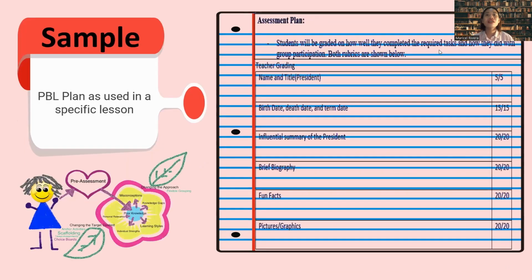For the assessment plan, students will be graded on how well they completed the required task and how they did with group participation. So of course, the entire thing was already part of it. They will be graded according to the following rubric. So this is now the rubric.